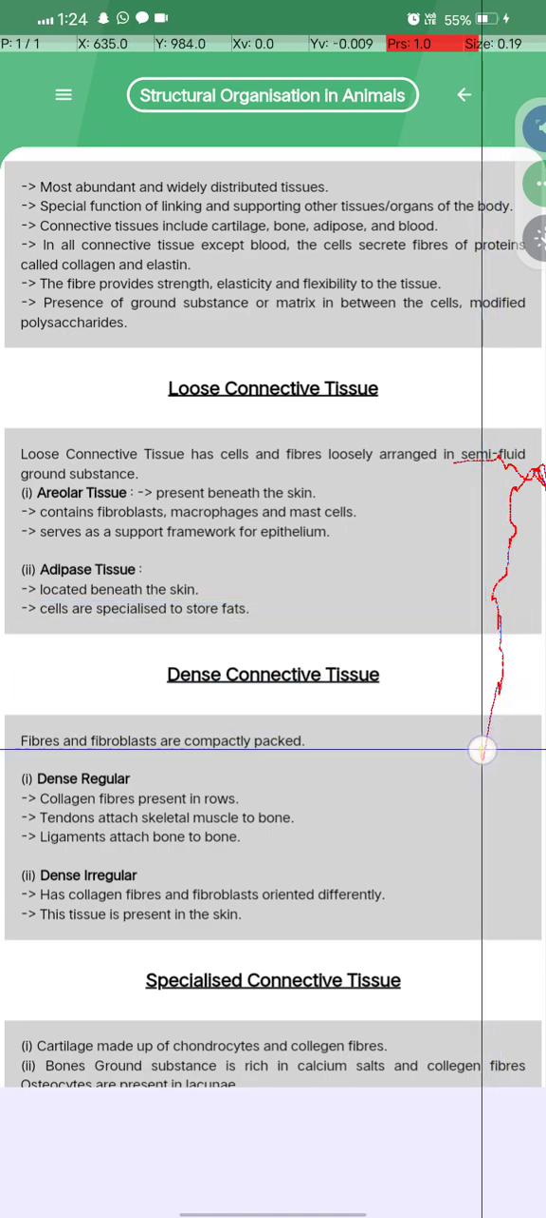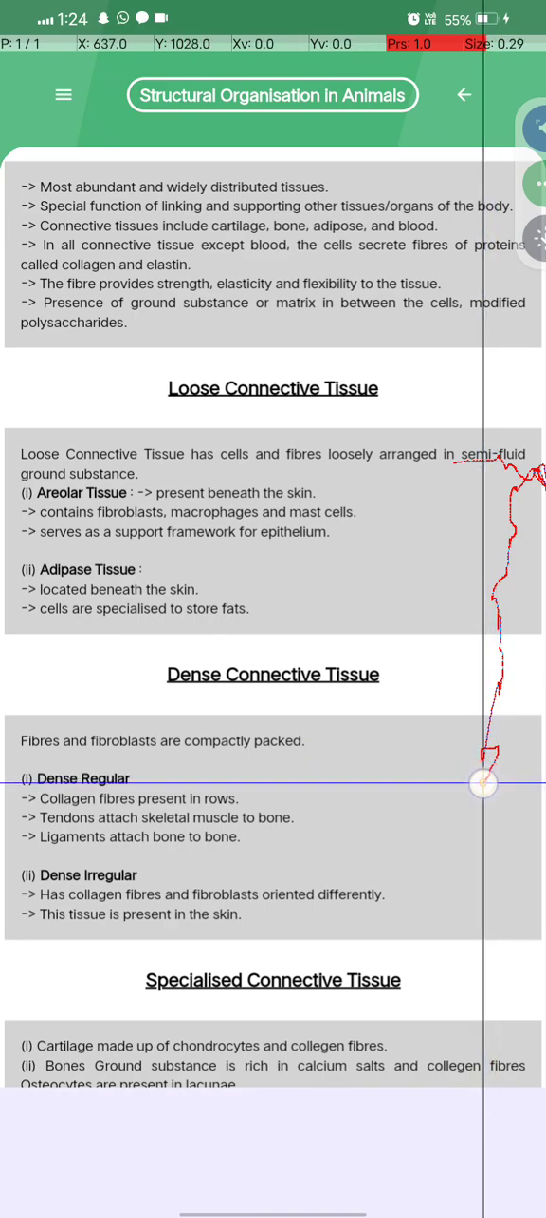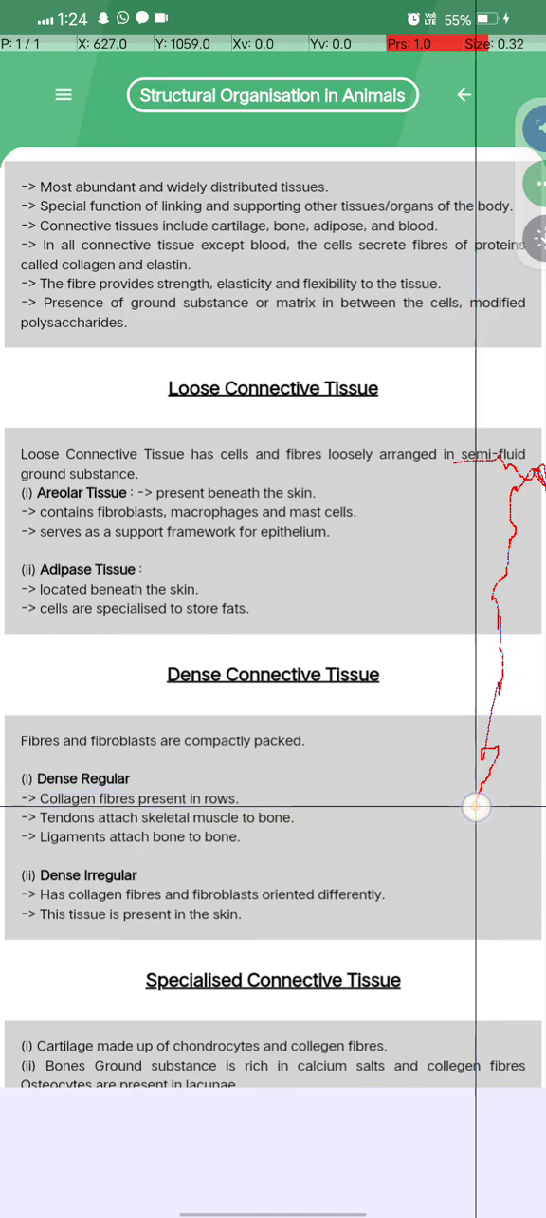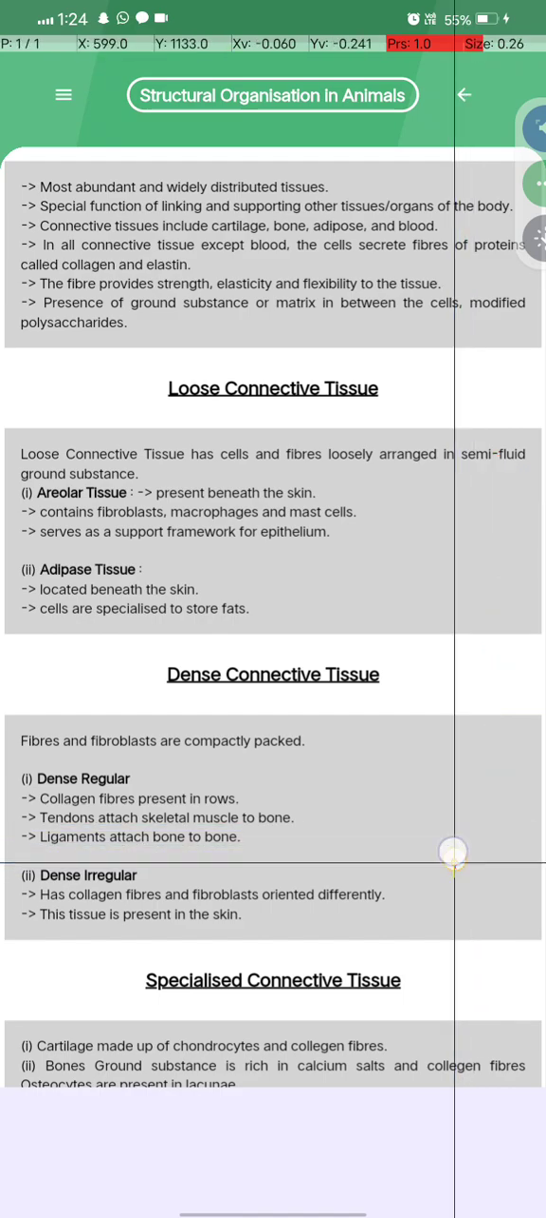In dense connective tissue, fibers and fibroblasts are compactly packed. In dense regular tissue, the collagen fibers are present in rows. Tendons attach skeletal muscles to bones and ligaments attach bone to bone.